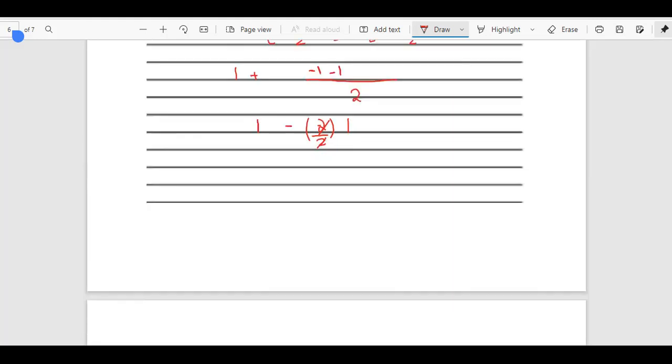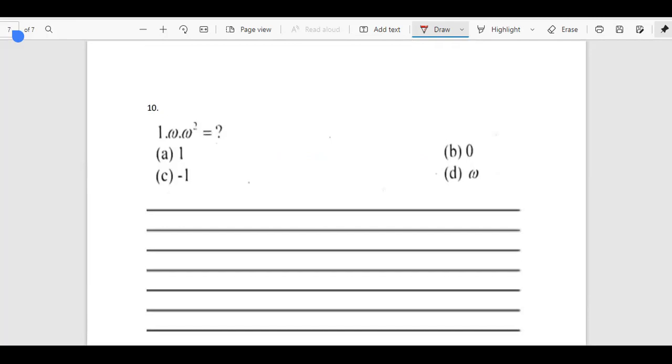Okay. Now we have the 10th question. In this question, I have to multiply the 3 cube roots of unity. So 1 into minus 1 plus under root 3 iota by 2 and minus 1 minus under root 3 iota by 2. Now I have two fractions which are being multiplied. If I multiply the denominators, I will get 1 by 4. Okay, and now if I talk about numerators particularly, isn't this a plus b and a minus b form? Yes, it certainly is.